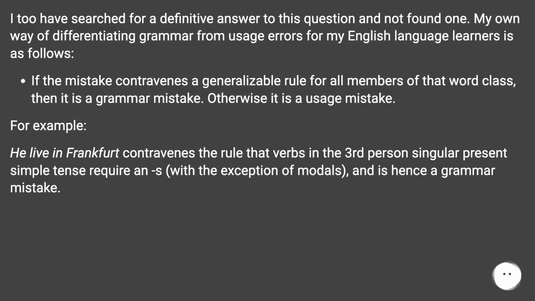I too have searched for a definitive answer to this question and not found one. My own way of differentiating grammar from usage errors for my English language learners is as follows. If the mistake contravenes a generalizable rule for all members of that word class, then it is a grammar mistake. Otherwise, it is a usage mistake. For example, "he live in Frankfurt" contravenes the rule that verbs in the third person singular present simple tense require an s, with the exception of modals, and is hence a grammar mistake.